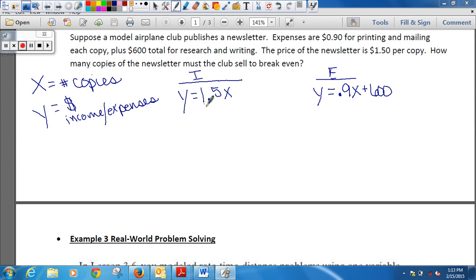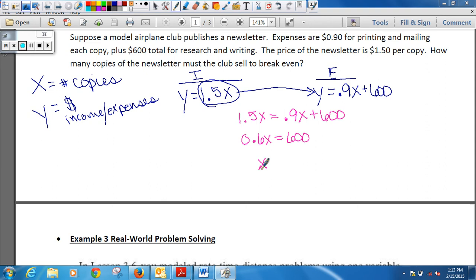Since y is already by itself, I'm going to use substitution. I'm going to sub that in for y right there. So I'm going to have 1.5x is equal to 0.9x plus 600. I'm going to get my x's together, so I'm going to subtract 0.9x, so I get 0.6x equals 600. Divide by 0.6, and I get x equals 1,000.